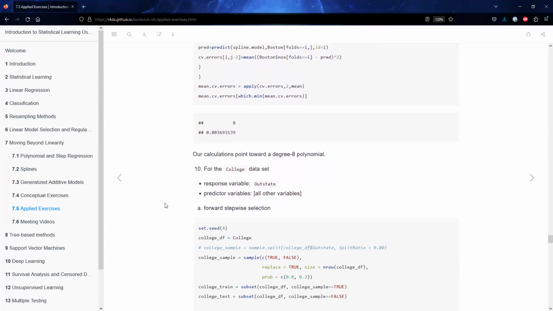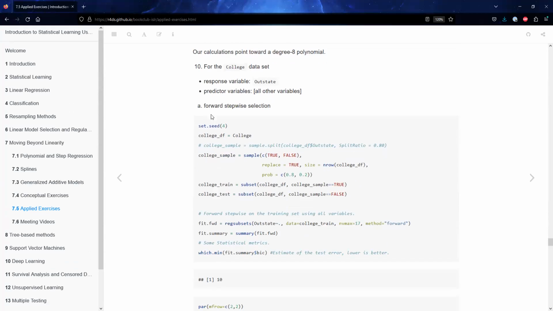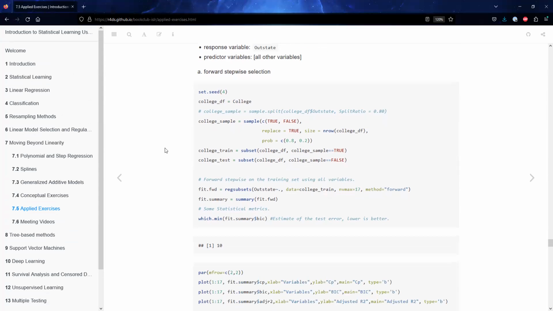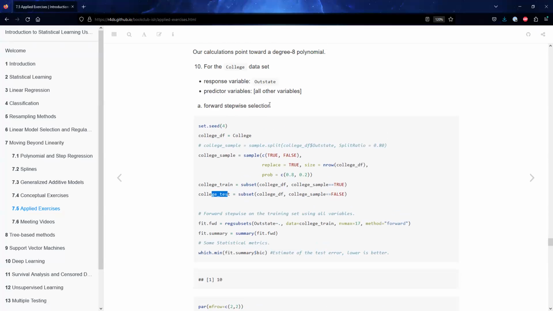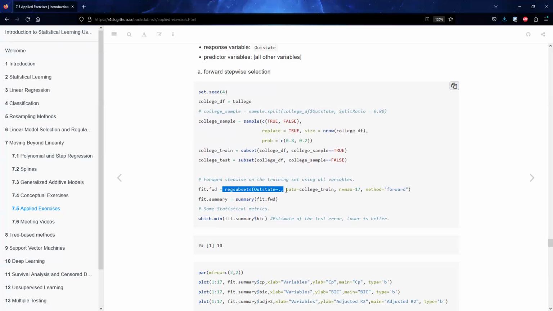And let me just quickly mention the last couple examples. For the college data set, our response variable is out-of-state tuition. The predictor variables are all the other variables that could go into this. Once again, I split up the data using base R to get the training and testing set. We could look at forward stepwise selection of the variables using the function that was prescribed earlier in the chapter, or actually in the previous chapter.